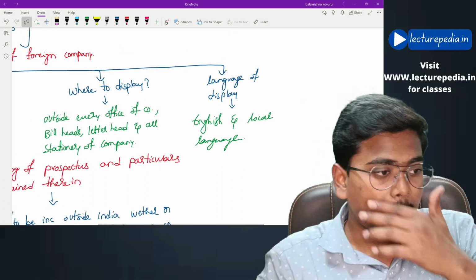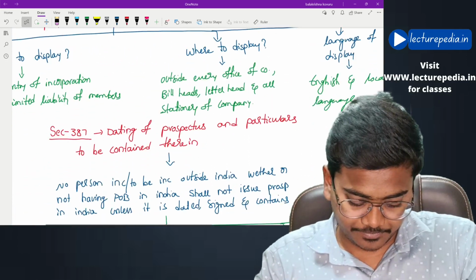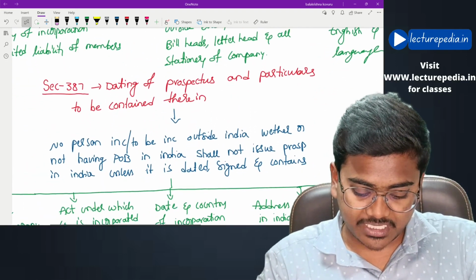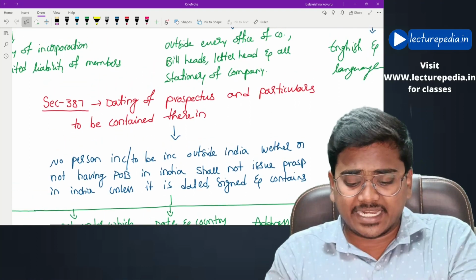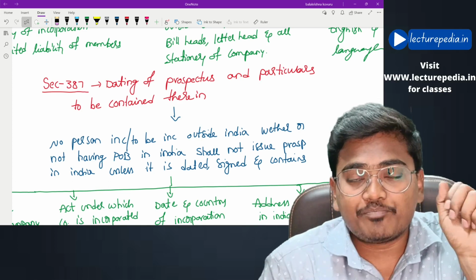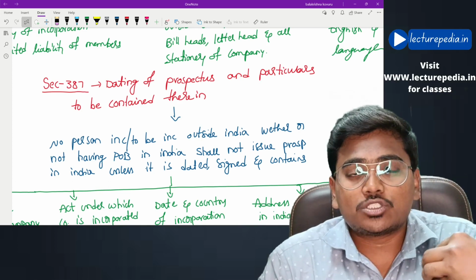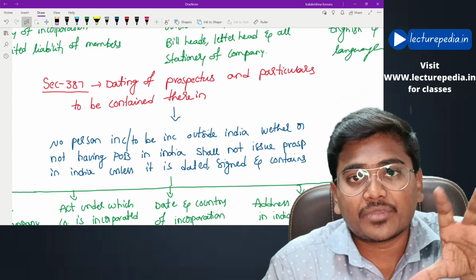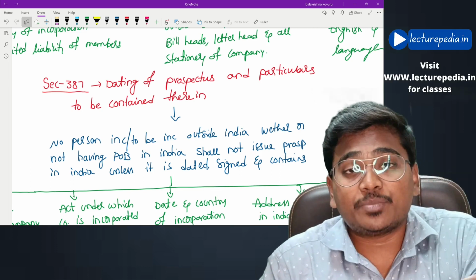Hope this is clear. Next, section number 387, dating of prospectus and particulars to be contained therein. When a company wants to raise money from the public, then it will give a prospectus.